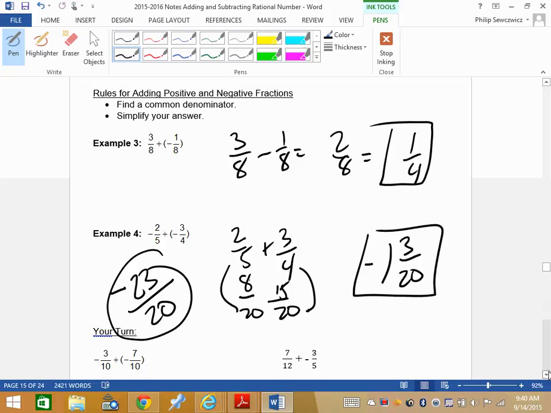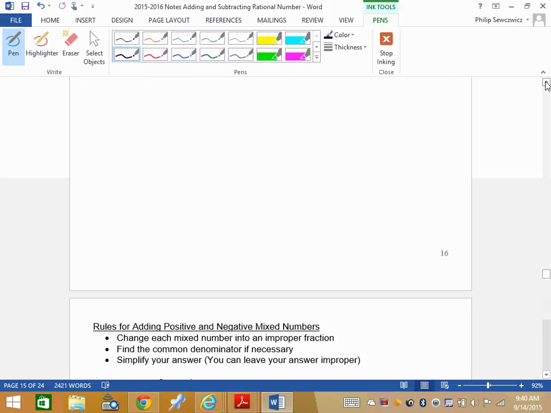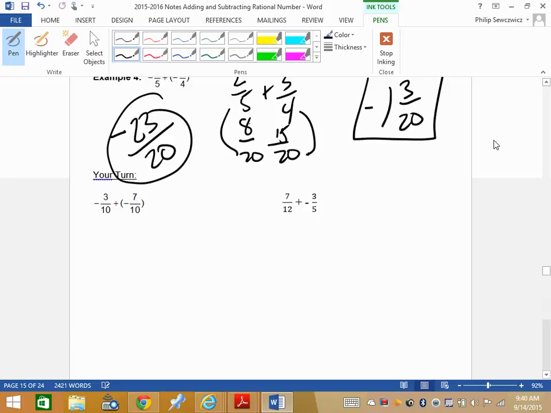Let's do this. Let's watch what's going on here. Same signs, so we're going to add them together. And this is where, common denominator, yes. So we add, keep the sign, and then we'll simplify.